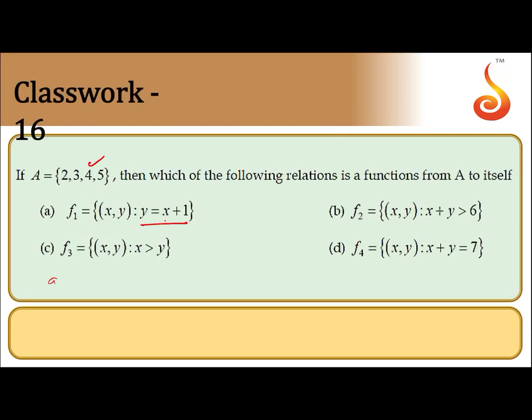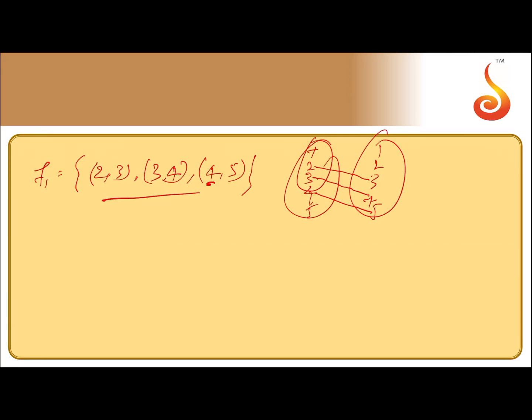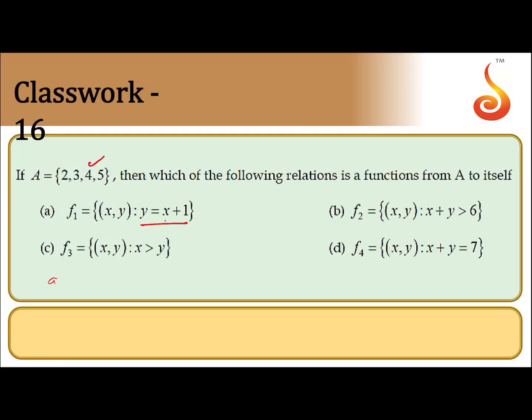So what happens when x is equal to 1? Of course, there is 2, 3, 4, 5 here, but there is no 1 here. And 5 cannot be related there. And 2 is a square element which is not onto. It is not a function at all.